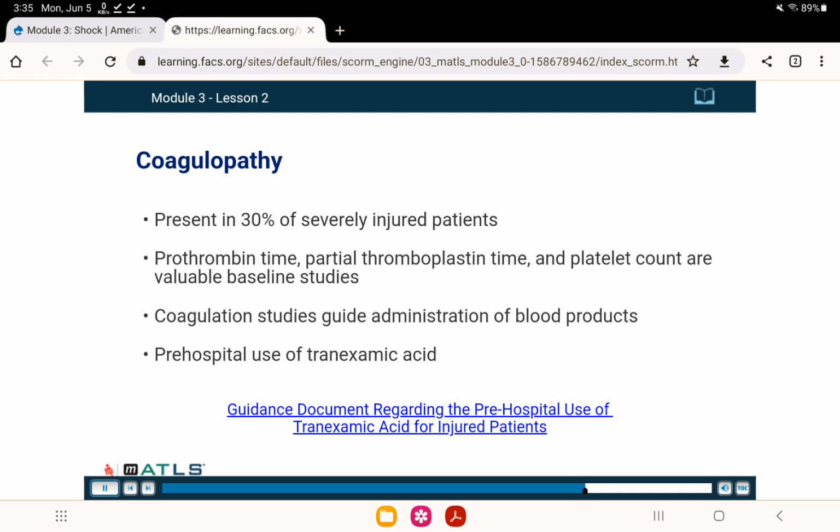Some jurisdictions administer tranexamic acid in the pre-hospital setting to severely injured patients in response to studies demonstrating improved survival when administered within 3 hours of injury. Patients with major brain injury are prone to coagulation abnormalities, so coagulation parameters need to be closely monitored.